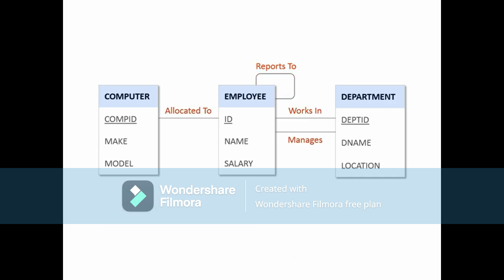We call these associations as relationship. Here, allocated to, manages, works in, and reports to are names of relationships. When a computer is allocated to an employee, we can store additional attributes. For example, the allocation date in this case.